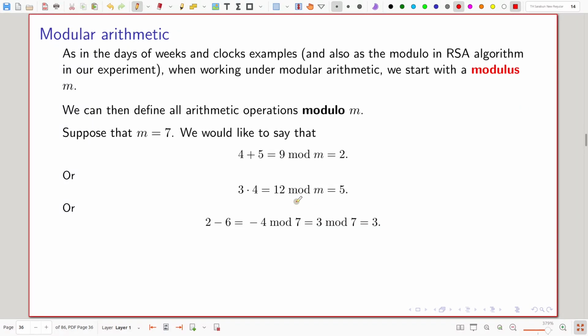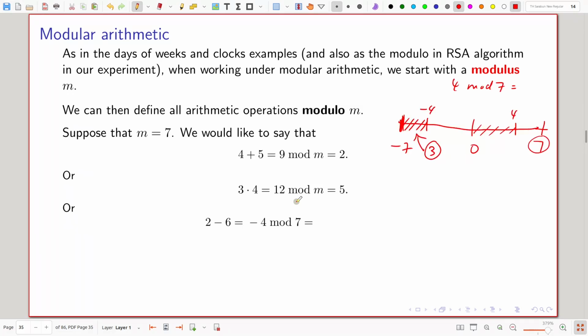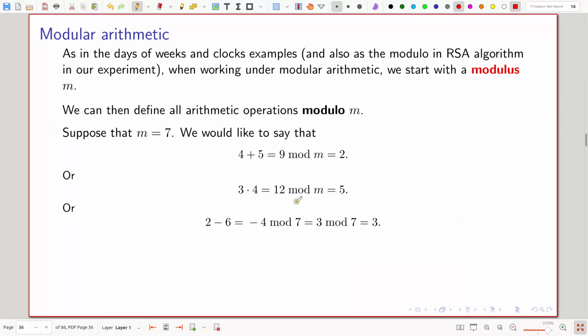Because modular arithmetic is like you roll over, right? So you start with 0 or minus 7 or minus 14, and everything that you measure is the remainder after the modulo. Okay, so this will be confusing at first, but you get used to it. So minus 4 mod 7 is going to be 3, not minus 4.